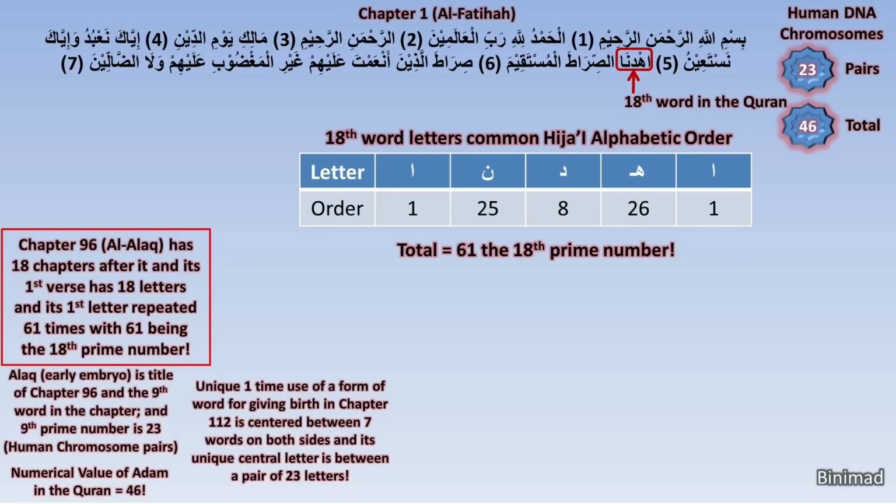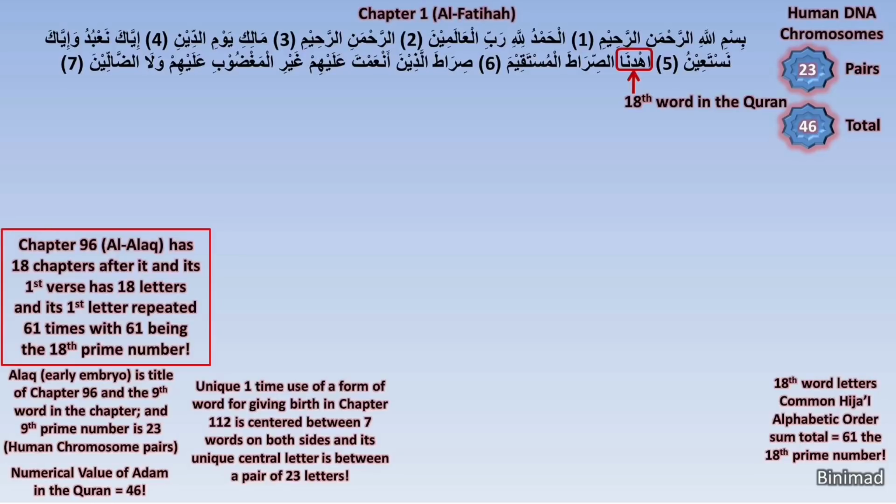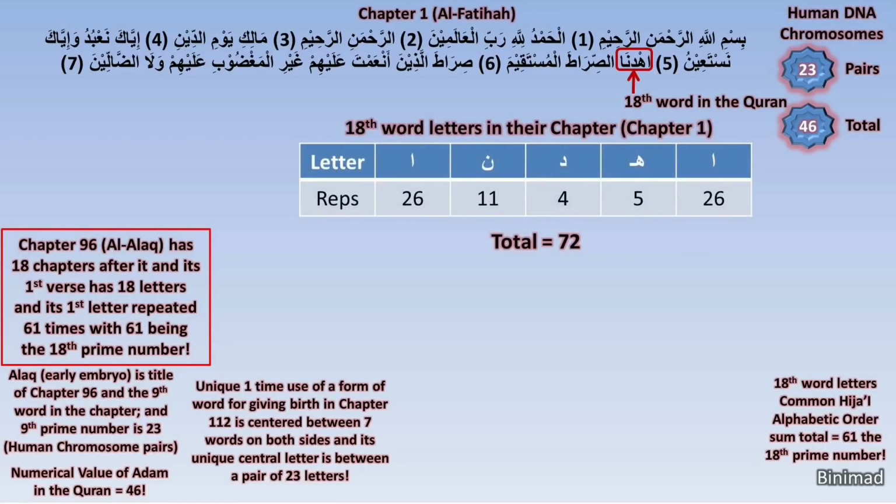This is stunning, but what happens if we see how many times this word's letters appear in its chapter, which is chapter 1? It turns out that their sum total is 72. So what is this about? Shockingly, 72 is the exact number of words in the only chapter in the entire Quran that starts with an 18-letter verse. Yes, it is chapter Al-Alaq, and it has 72 words.